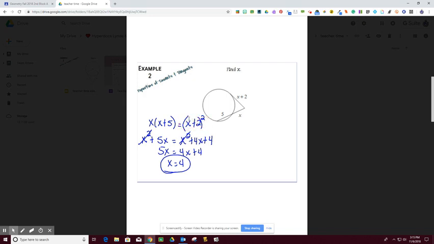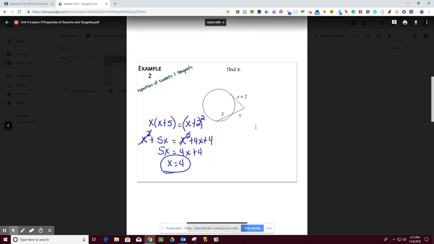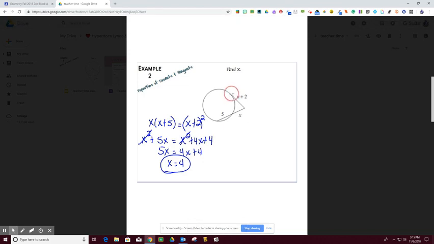Remember, the rules are you square the first, multiply the first times the second, and double it. I get 4x, and then I'm going to square the second, which means 4. You'll notice that the x squares cancel out, and then I'm just left with a linear 5x equals 4x plus 4. Subtract 4x from both sides, x equals 4. Remember, it matters to identify if you have a tangent or if you have a secant.